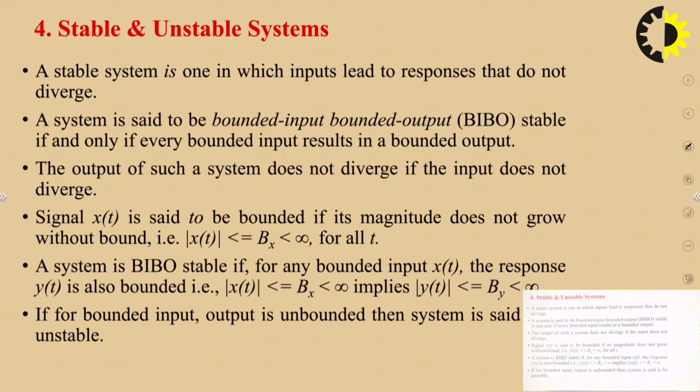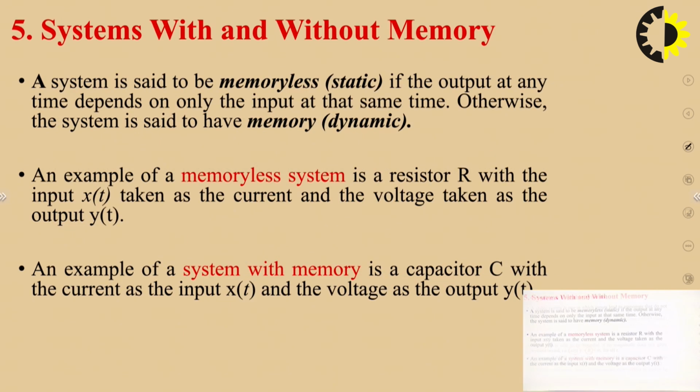Stable and unstable systems. A stable system is one in which input leads to a response that does not diverge. A system is said to be bounded input, bounded output stable if and only if every bounded input results in a bounded output. Okay, so let's say our bounded input is mod of x(t) less than or equal to Bx, which is a finite quantity. Then if applying this Bx, we also get our output y(t) less than infinity, then we can say the system is stable, otherwise it is unstable.